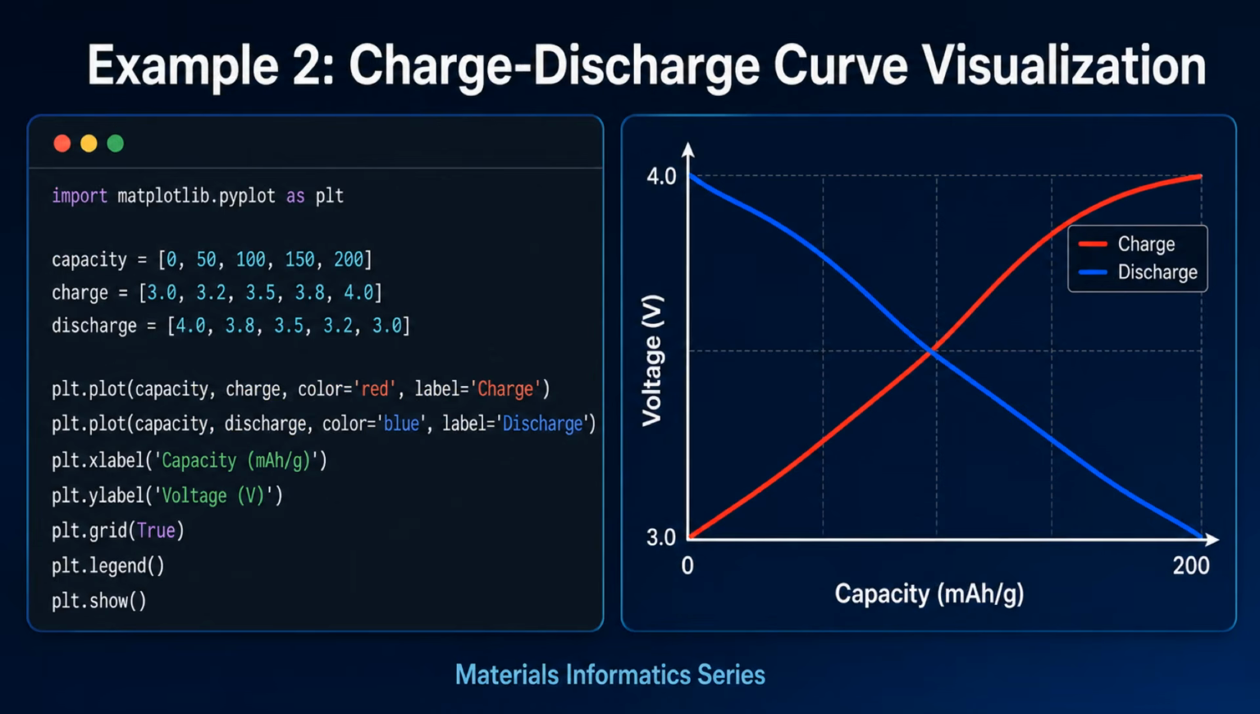Charge-discharge curves are the fingerprint of battery behavior. This example shows how to load and visualize cycling data. The charge curve in red shows voltage rising as lithium is extracted, while the discharge curve in blue shows voltage falling during lithium insertion. The hysteresis between them reflects internal resistance and thermodynamic losses. Understanding these curves is essential for interpreting battery performance.